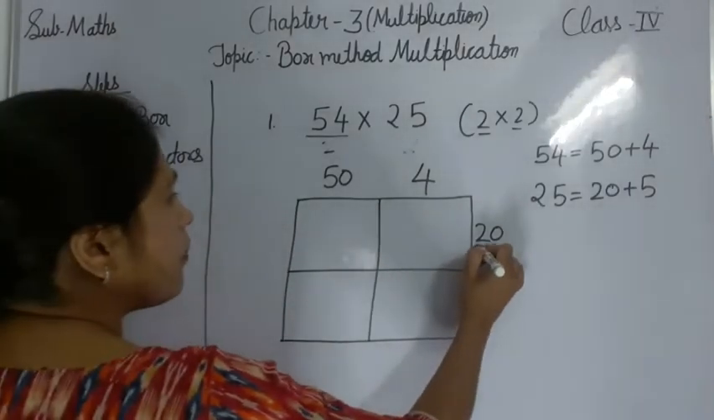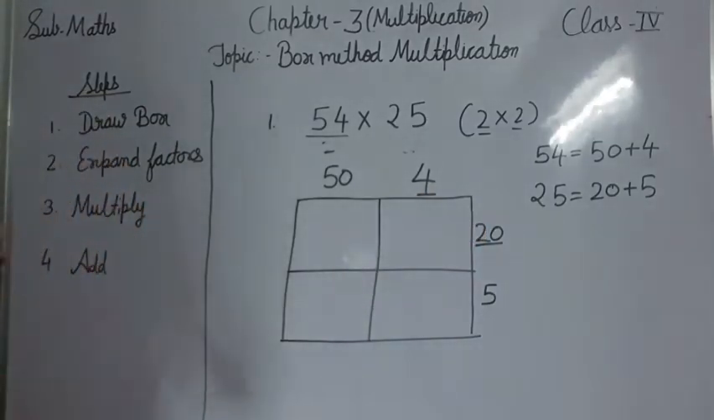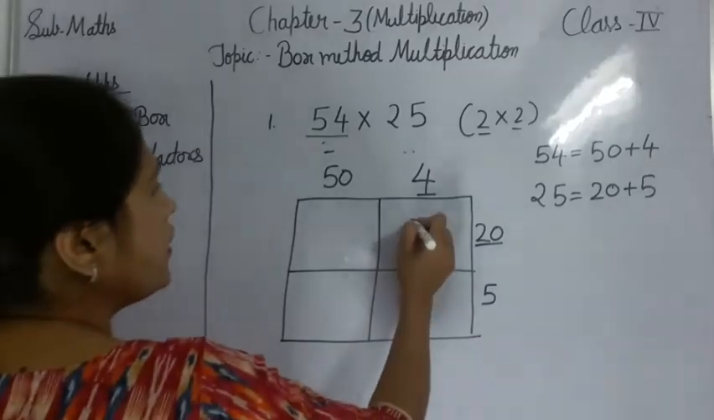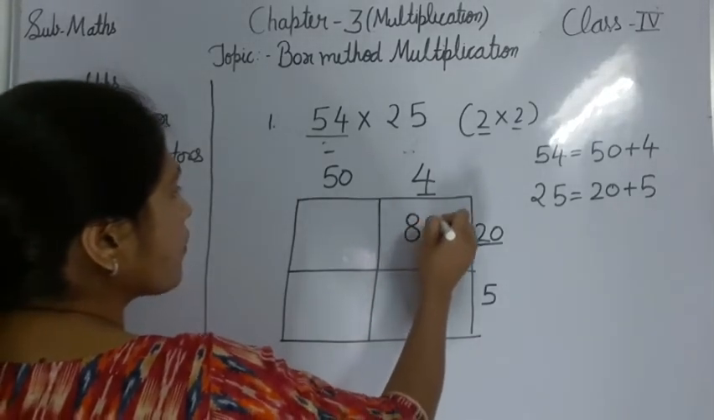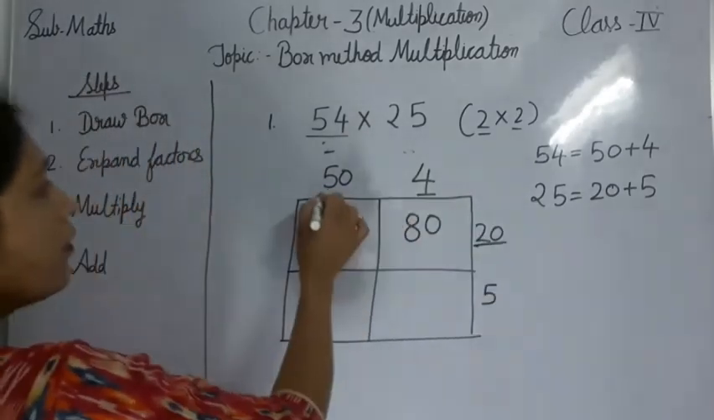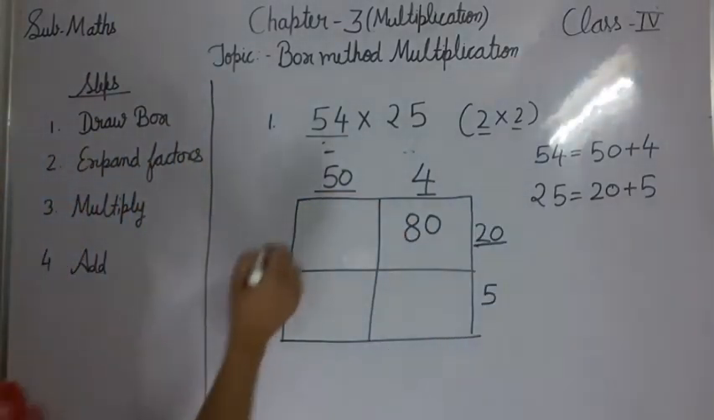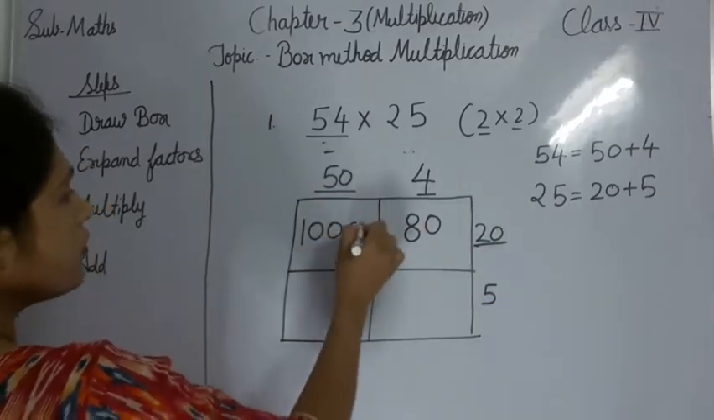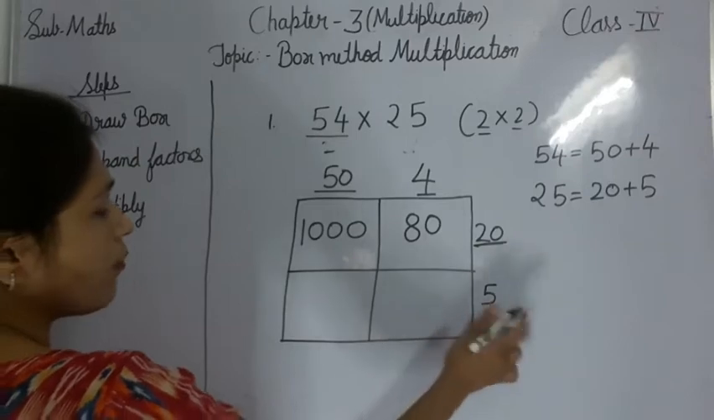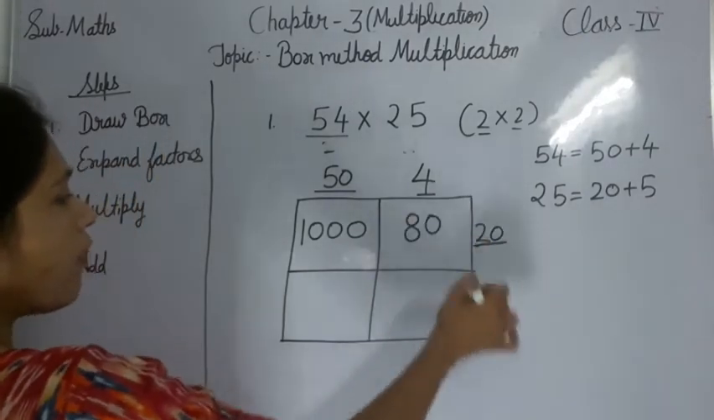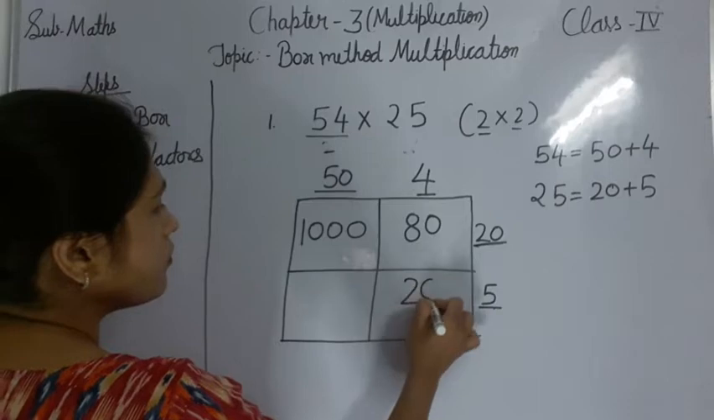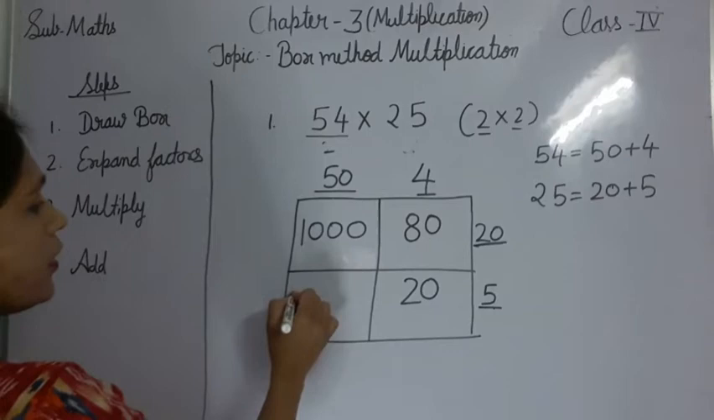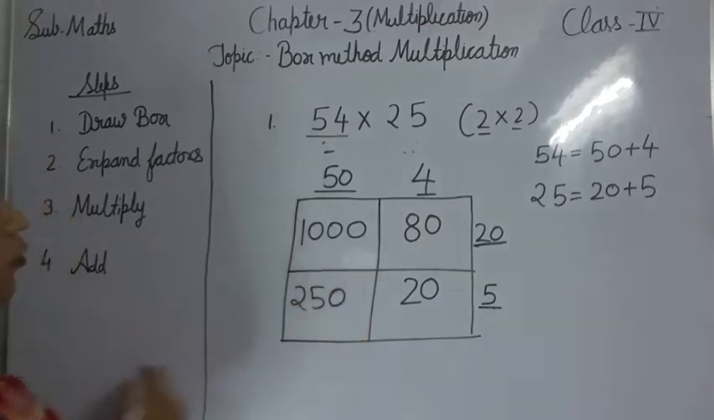First we'll multiply 20 with 4. When you multiply 20 by 4, you will get 80. Now multiply 20 with 50. You will get 5 2s are 10 and 2 zeros, 1000. Now 5 with 4: 5 4s are 20. Now 5 multiplied by 50: 5 5s are 25 and 1 zero, so we'll get 250.